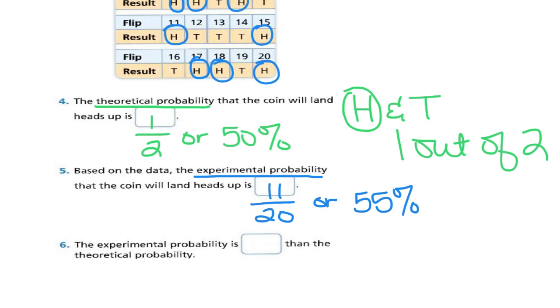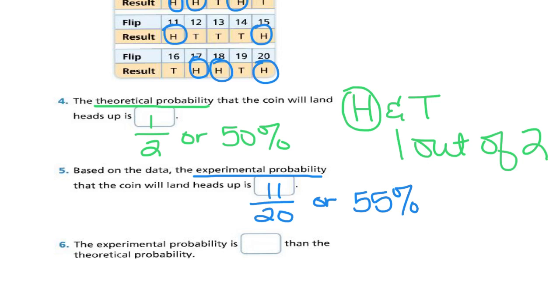Let's look at question 6 now. Question 6 wants us to compare the experimental and the theoretical probability. The experimental probability was the 55%. The theoretical was the 50%. And we can see that the experimental is greater than the theoretical probability.